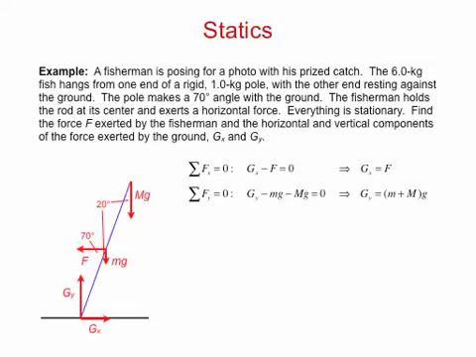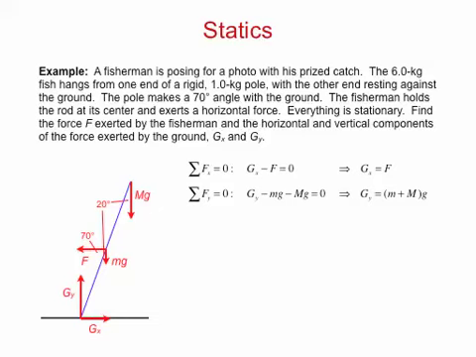For the vertical forces, we get G sub y minus little m times g minus big M times g equals 0. Or G sub y equals the quantity little m plus big M times g. We could plug in numbers at this point, but let's save that for the end.